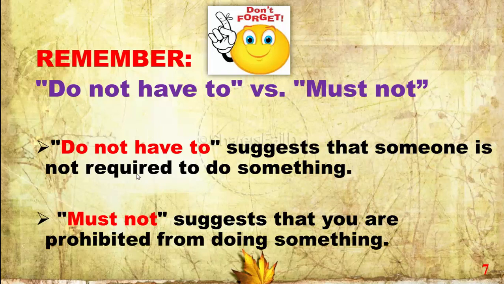So the different degree of do not have to and must not is like this. Do not have to means it depends on your own thinking. You can do it or you cannot do it. It's up to you. If you want, you can do it. If you don't want, it's okay. But must not is the prohibition, 100%. You have to follow.